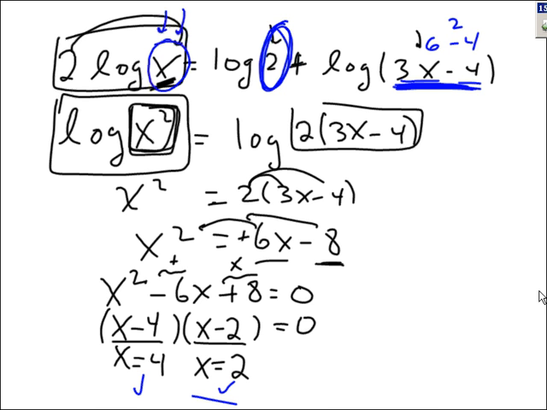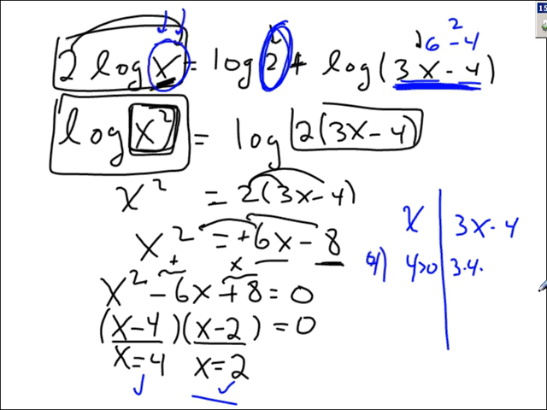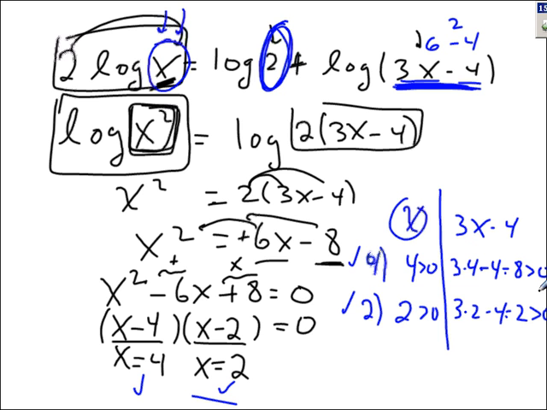But you must check. You have to check for x, and you also have to check for 3x minus 4. When you plug 4 in, 4 is positive. When you plug 4 in, you get 12 minus 4, which is 8, which is positive. 4 survives. 2, x is 2. Well, yeah, that's positive. And 3 times 2 minus 4 is 2. That's positive. So 2 gets to stay. 4 gets to stay.